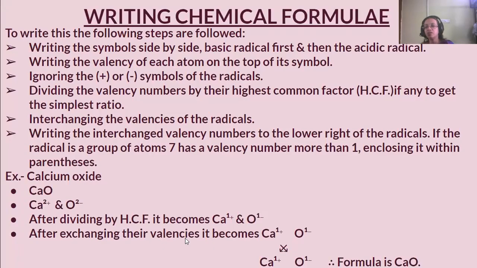Like this, Ca plus, O minus, and therefore the formula is CaO, because both of them have the same valency. If we divide the valencies by the HCF, we get 1 and 1, positive 1 valency for calcium and negative 1 valency for oxygen. So we ignore the 1 valency, and therefore we write it as CaO.